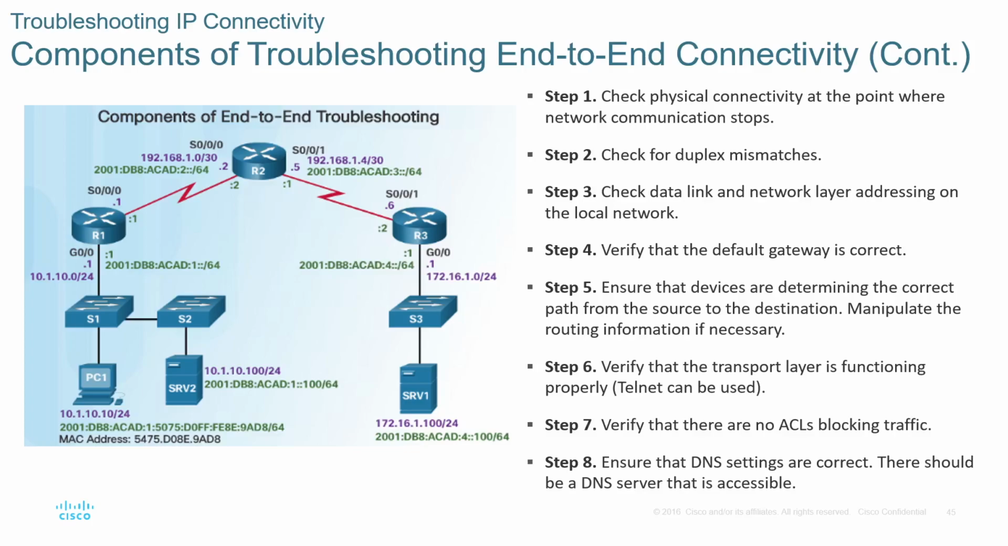In other words, I would just make sure ARP is working and I can resolve the MAC address to IP address information. After that, I can then verify that the default gateway is correct if I'm troubleshooting connectivity to a remote device. After that, we can ensure devices are determining the correct path from the source to the destination.